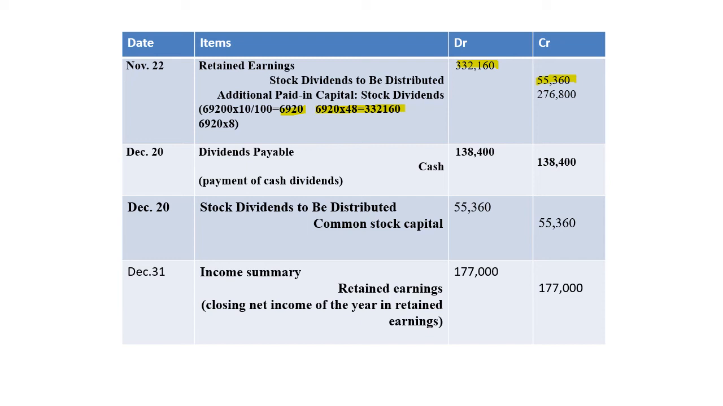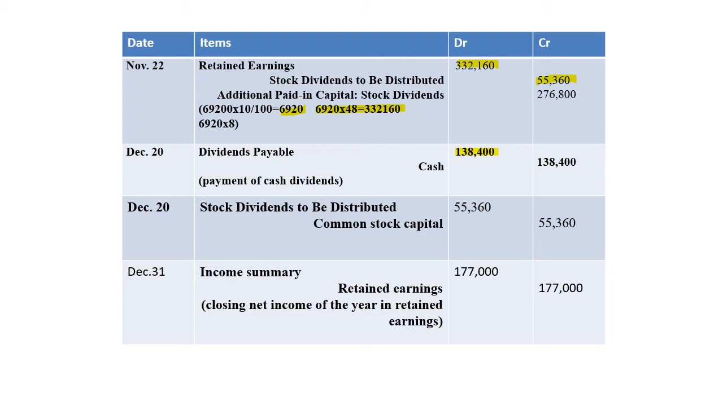That's on date of declaration. Then he says that the date of payment for the cash dividends is December 20. On date of payment, we just close the liability, which was dividends payable, by the same value that was in the dividends payable. Go back to the previous slide. You'll see that the dividends payable was 138,400. It was in the credit side as a liability. Now we are closing the liability, so it goes to the debit side and credit cash. So it's payment of cash dividends.